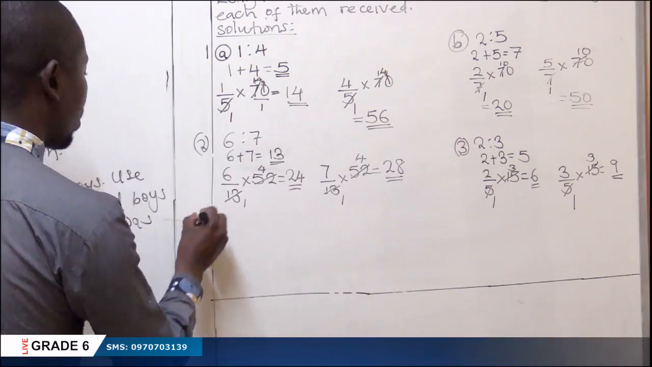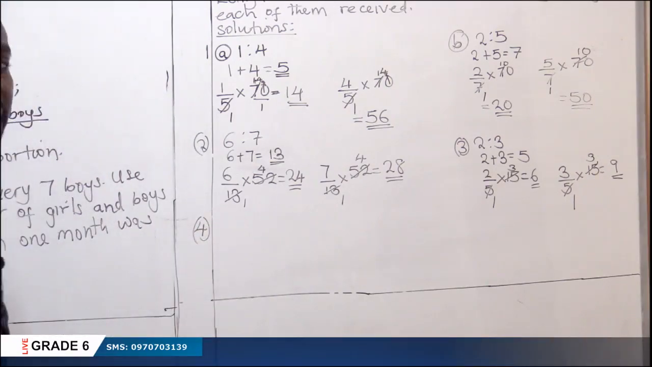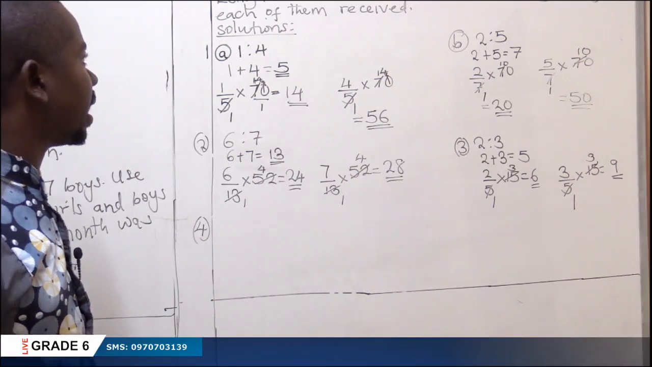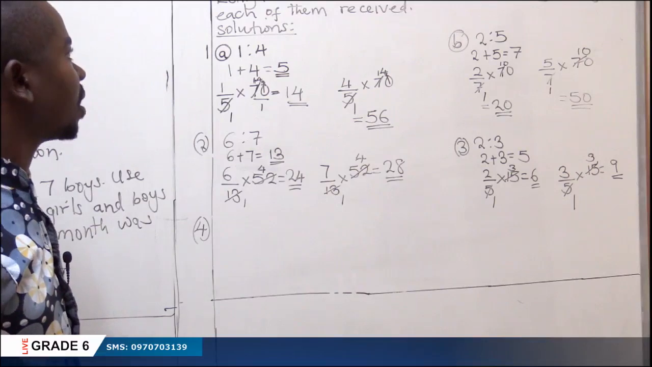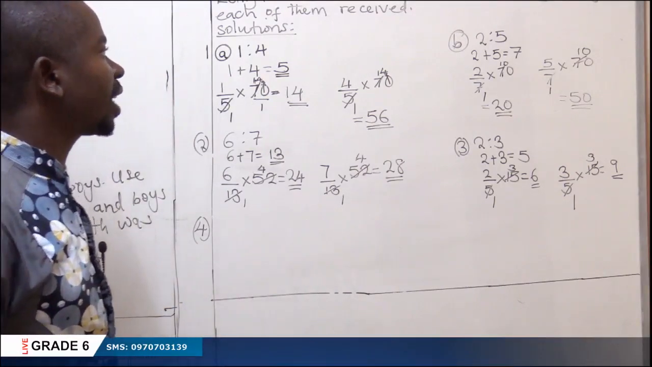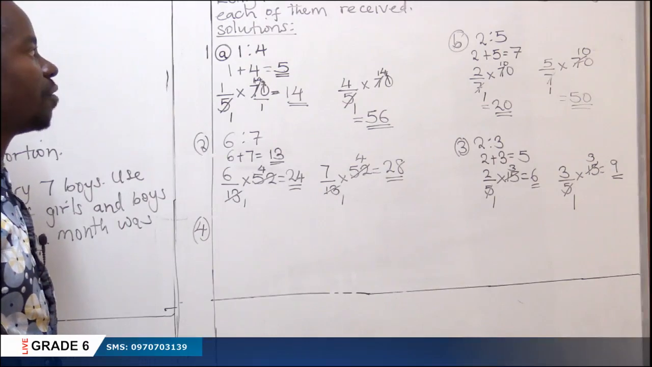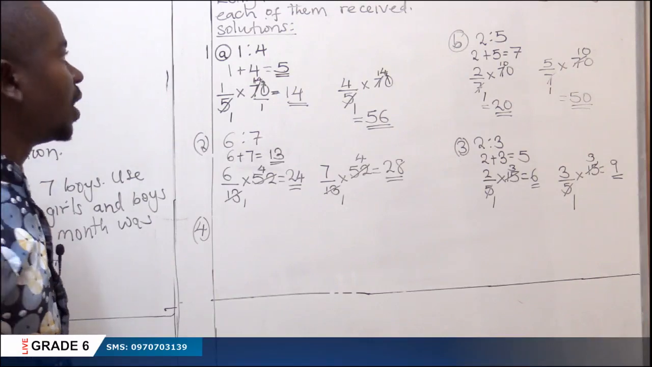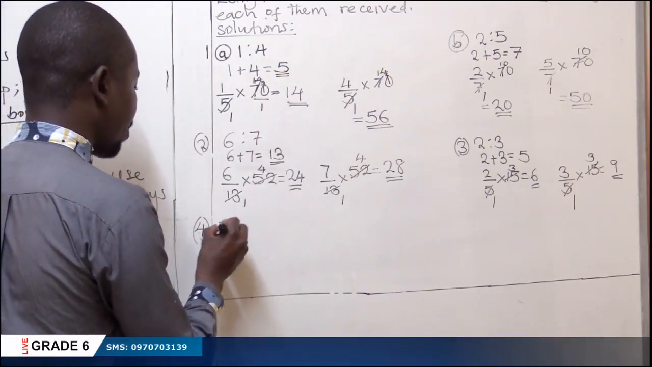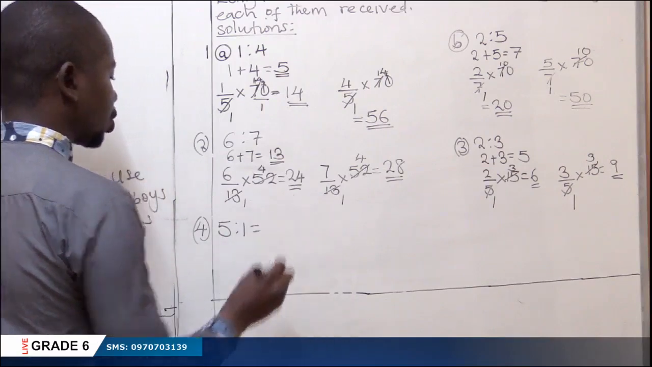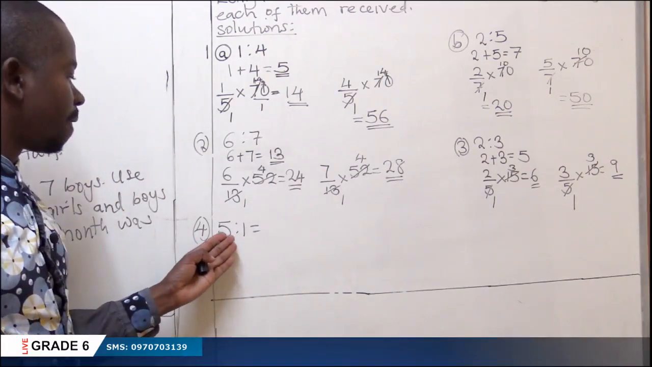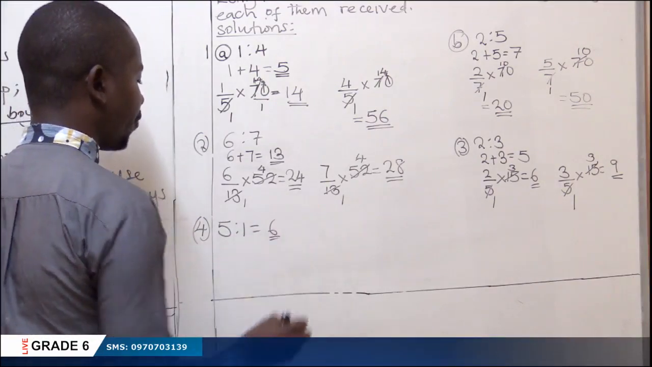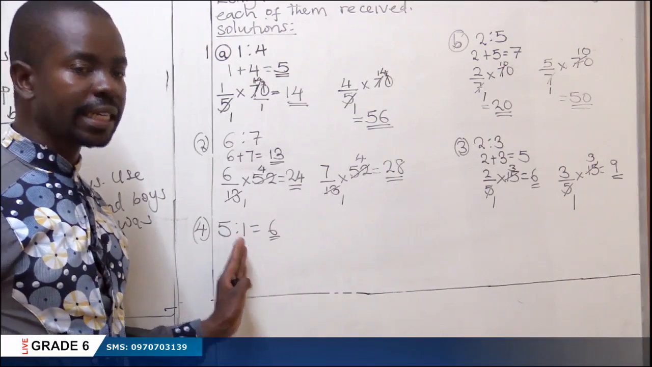Let's go to number 4, boys and girls. I hope you are following. 12 oranges were shared between Carlos and Lenia in the ratio 5 to 1. Work out how many oranges each of them received. So we have the ratio of 5 to 1. If we add 5 plus 1, it will give us 6.